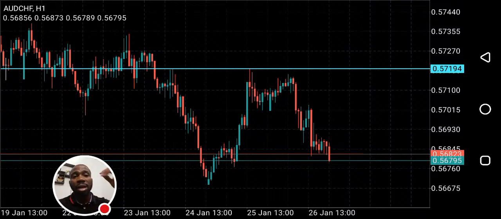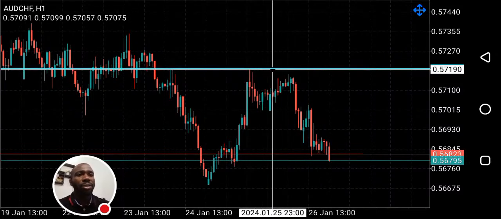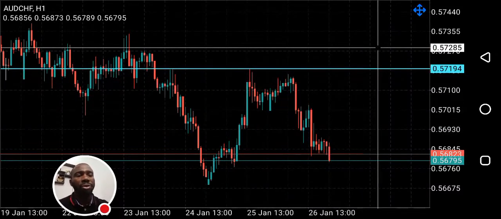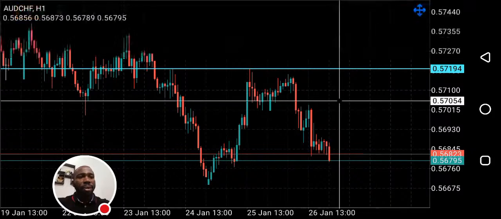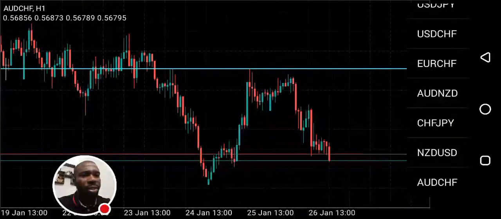So if you are considering buying Australian dollar CHF, wait for price to break this lower high. Wait for price to break that level before you consider buying. But with what we have on 1 hour, 4 hour, daily, and weekly, Australian dollar CHF is bearish.